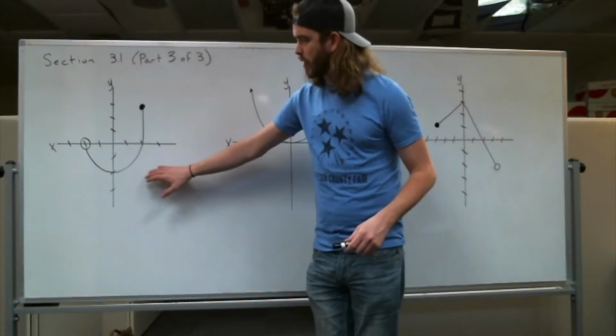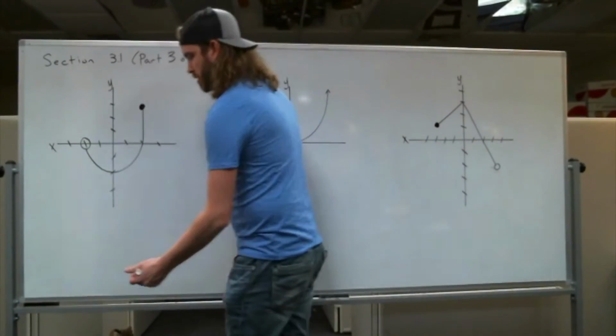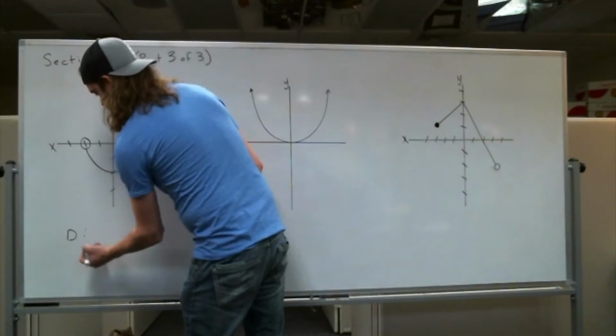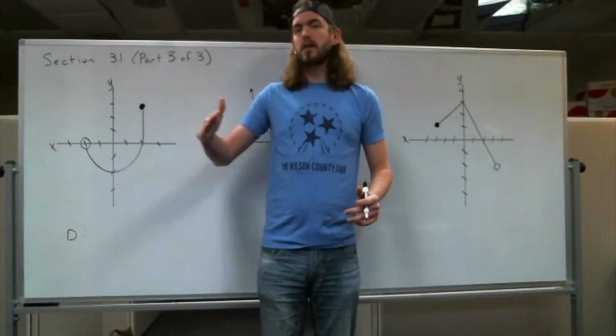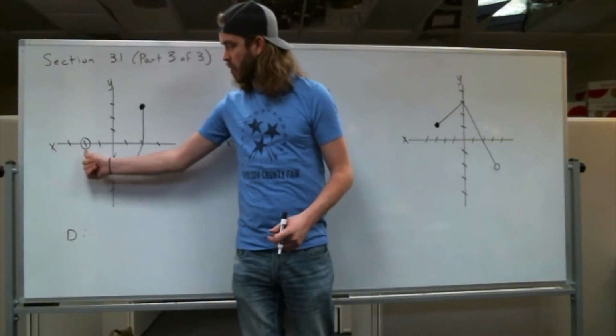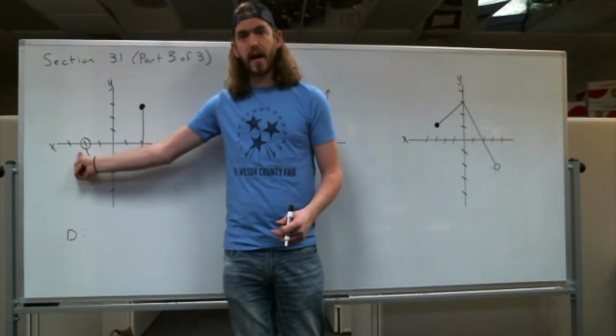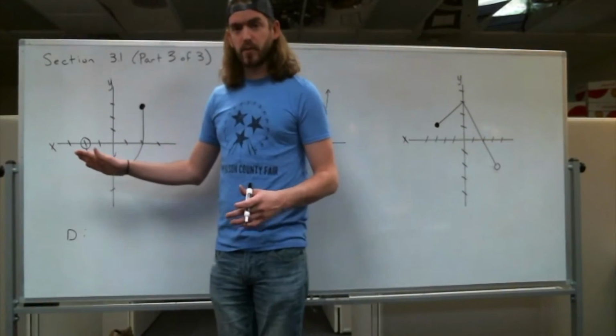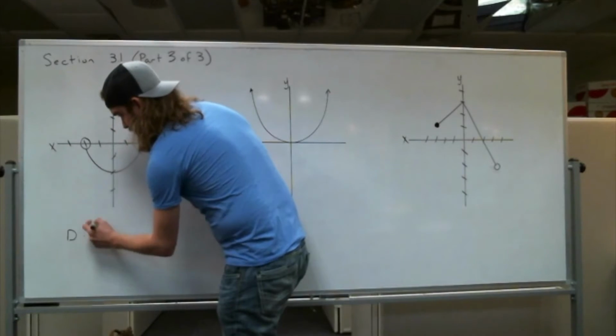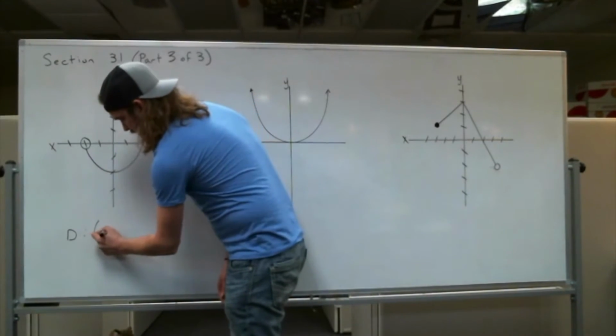So if we look at our first example here, this is a function. It does pass the vertical line test. If we look and see how far left this graph goes, we see that it's going to go all the way back to -2 on our x-axis. So we want to write this in interval notation. So we're going to put a parentheses because it's an open circle in -2.